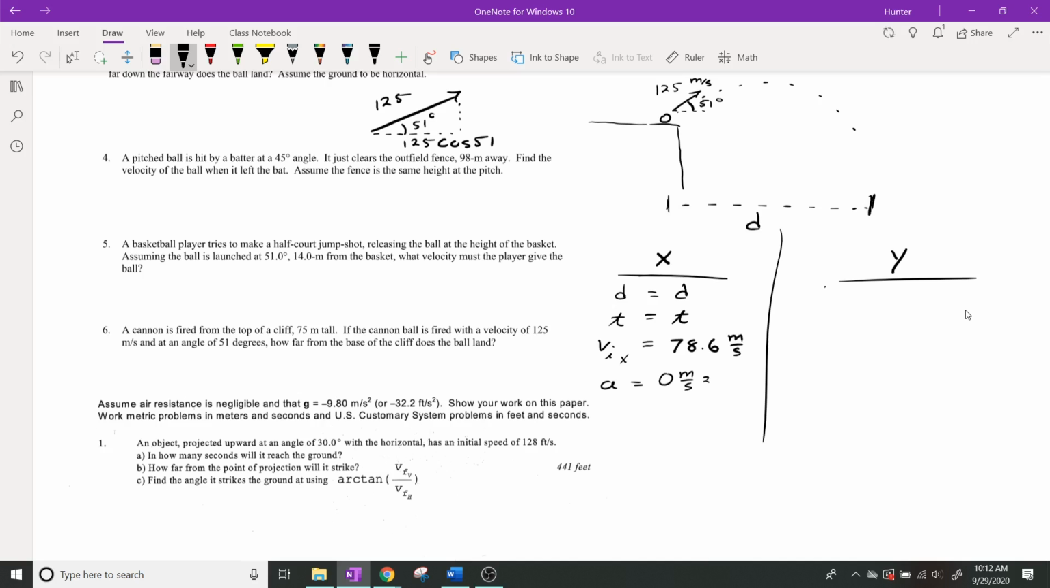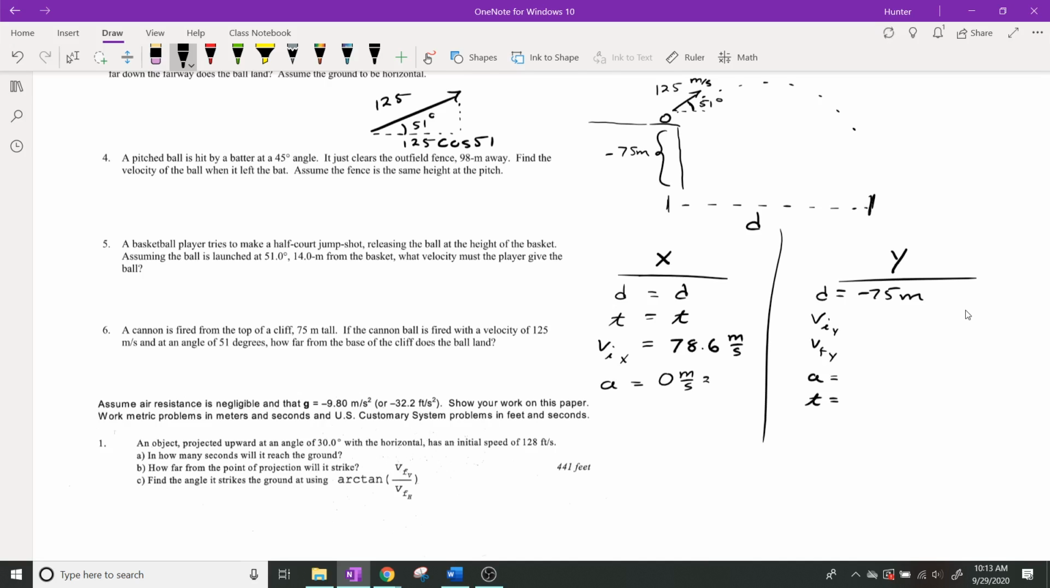And then on the other side, we're going to do our DVAT. So VI, VF, A, T. What is my distance in the y direction? We're going down, so it's 75 meters high, so it's negative 75 meters. Okay, I can go with that. I didn't write that in the problem. There we go.